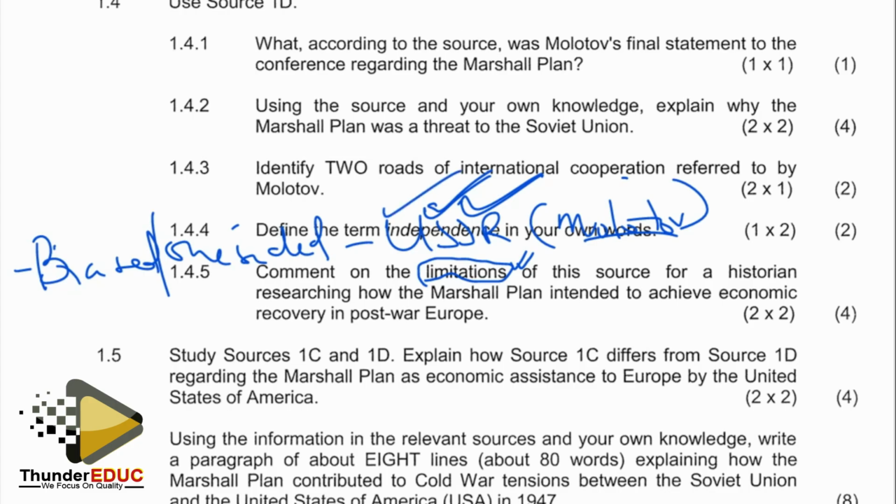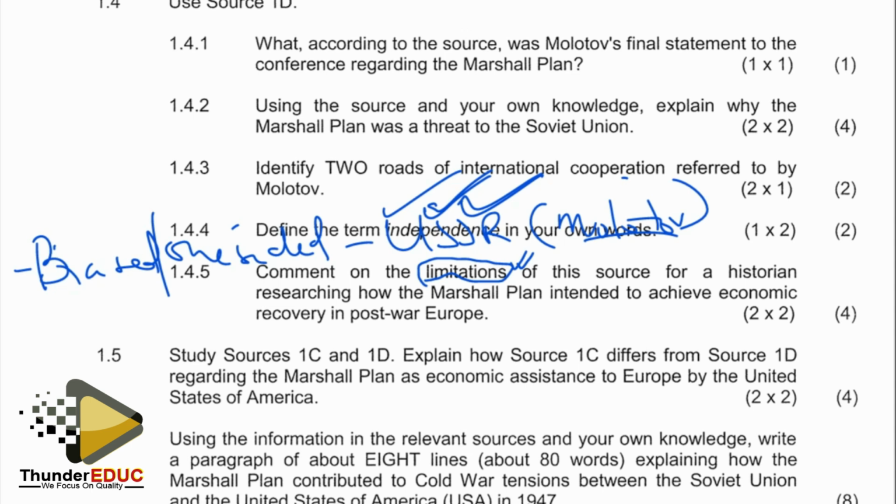They want to create an organization that is going to split Europe into two. We're not hearing the side of America and its allies, how they were intending to put into action the Marshall Plan, but we're only hearing the side of the USSR, which is against the ideology and which rejected the plan. So it's biased, it's one-sided. We can argue that it's limited because it's biased.